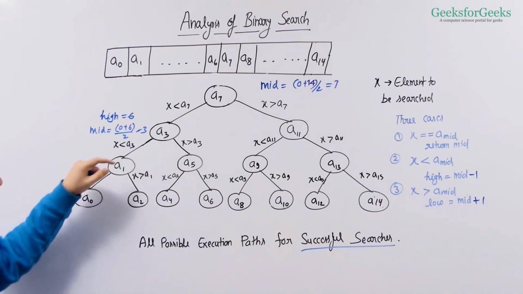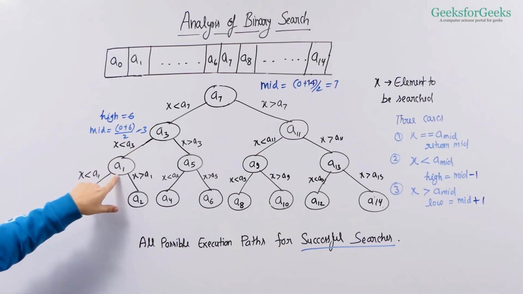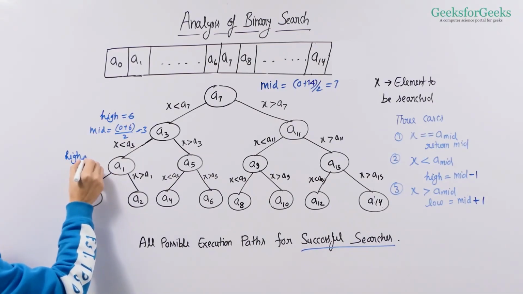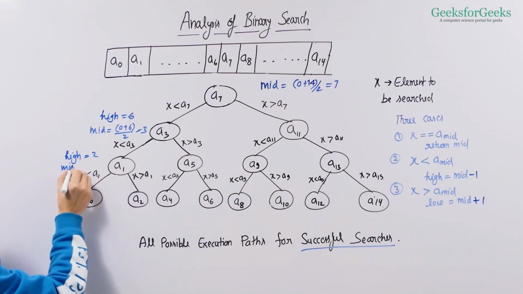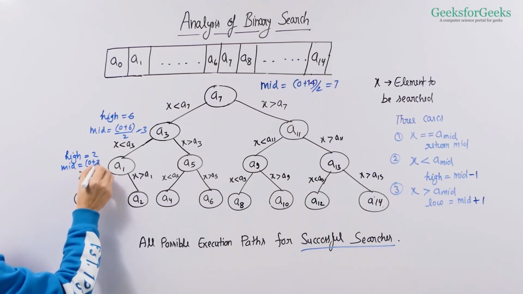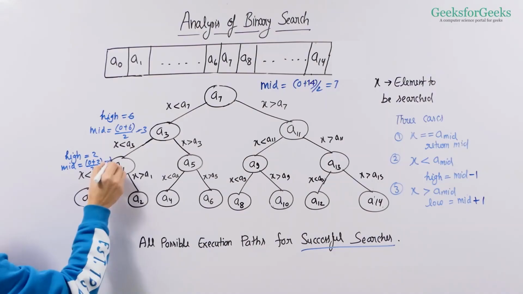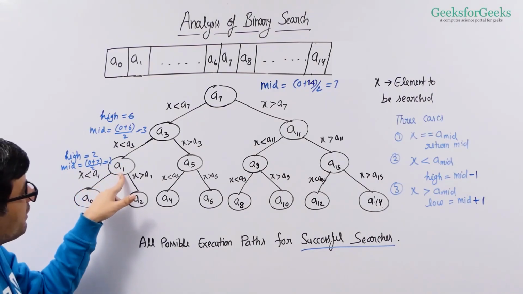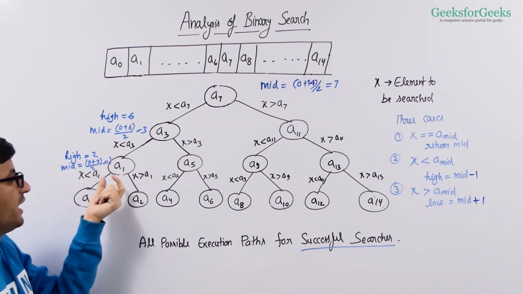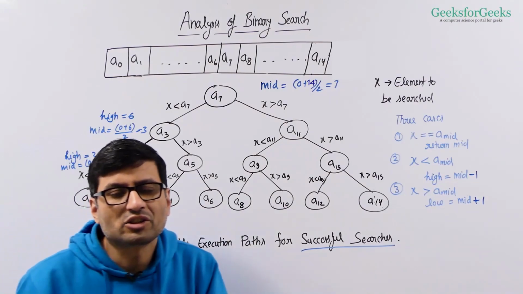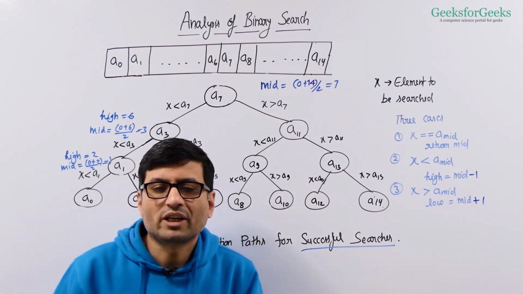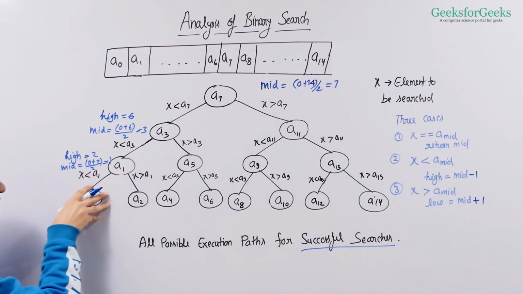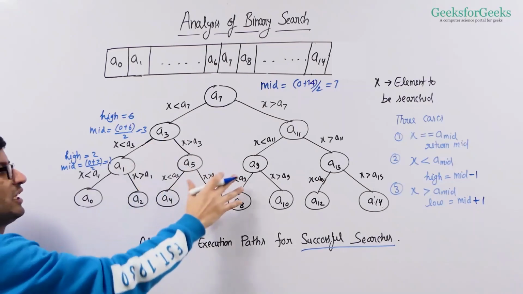Now again, if X is smaller than A3, we go to this side. We have high equal to 2 now, and mid is going to be (0 + 2) by 2, which is 1. So that's why we compare with A1. Now if X is equal to A1, we stop at this point and we do 3 iterations of this loop. Again, we follow the same process for A0, A2 and all the other elements in this tree.